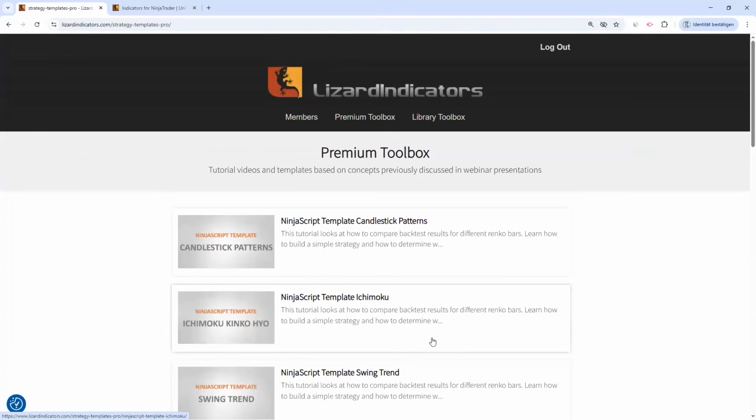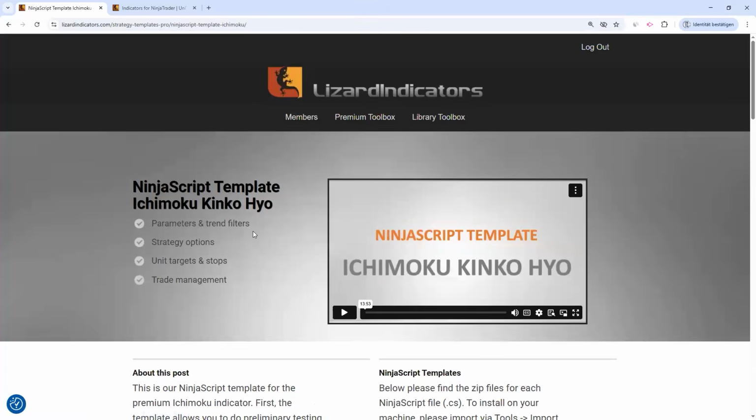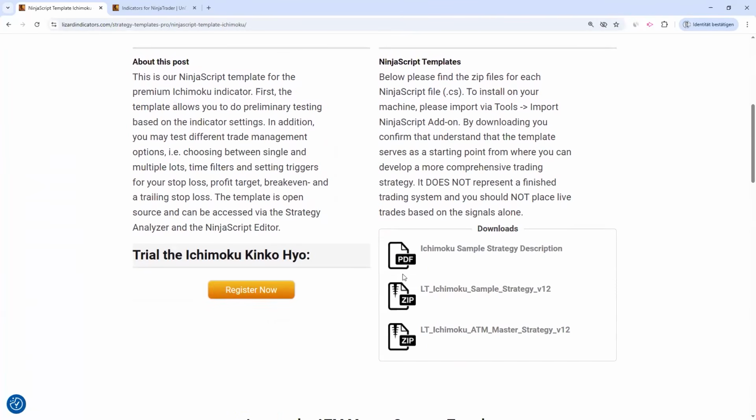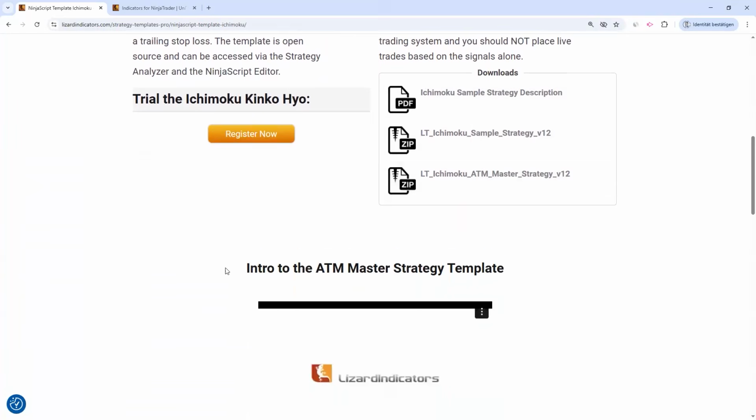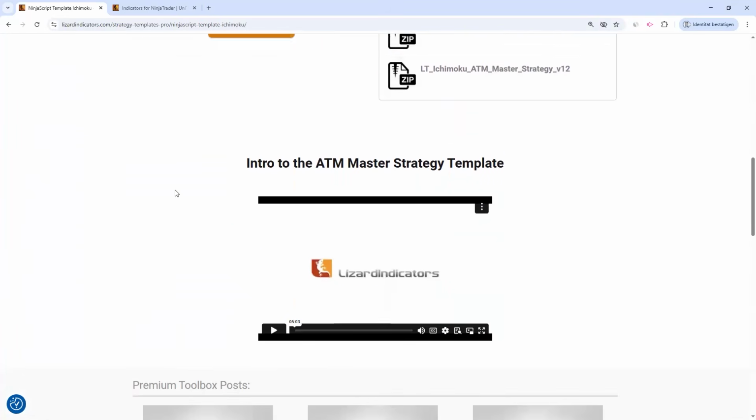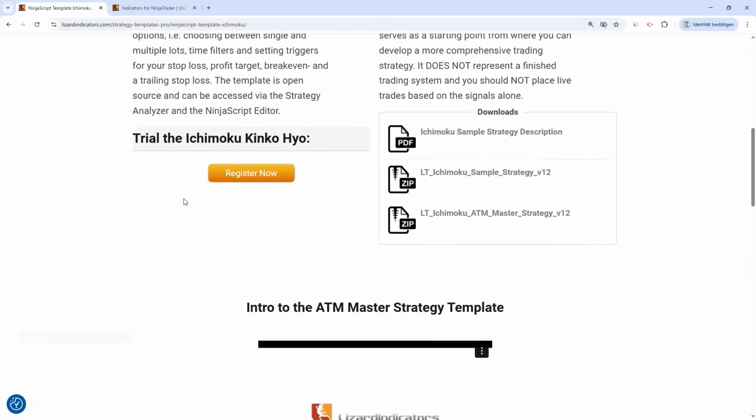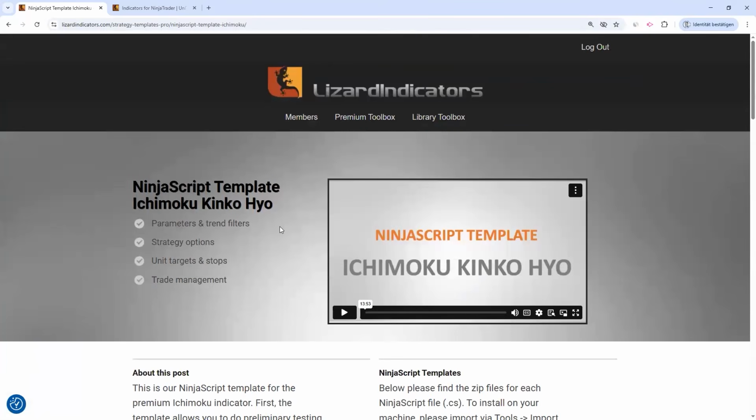And if you go here to the Ichimoku area, you'll find the download files, the NinjaScript sample strategy, as well as the master ATM strategy, and then a little tutorial here on how to implement that in your chart trader.